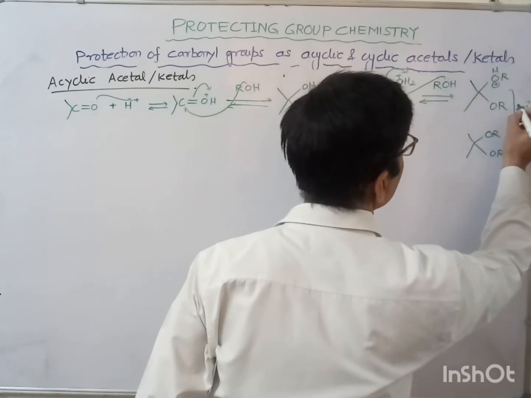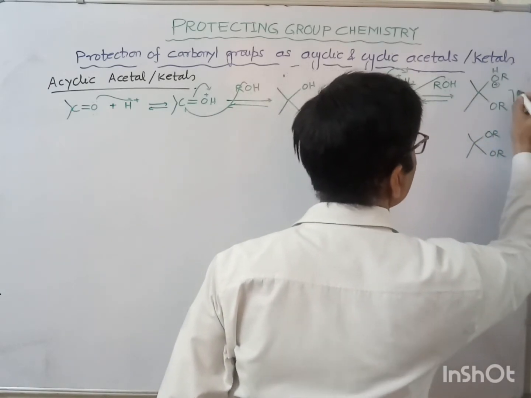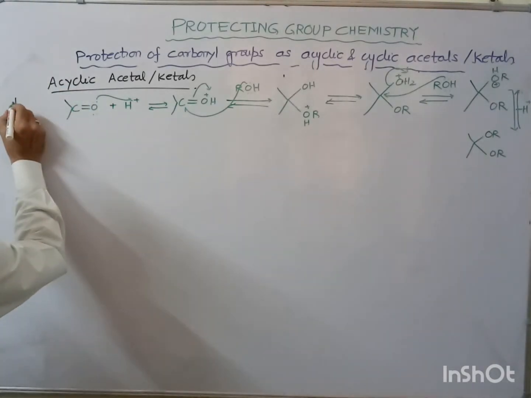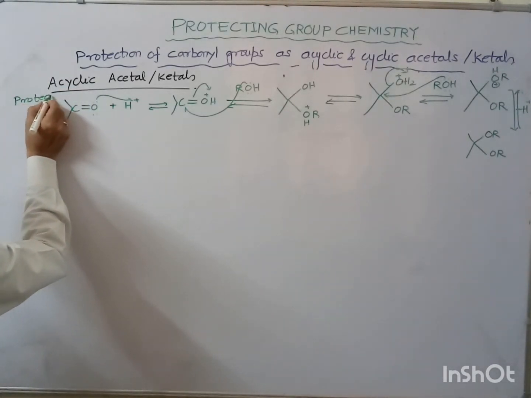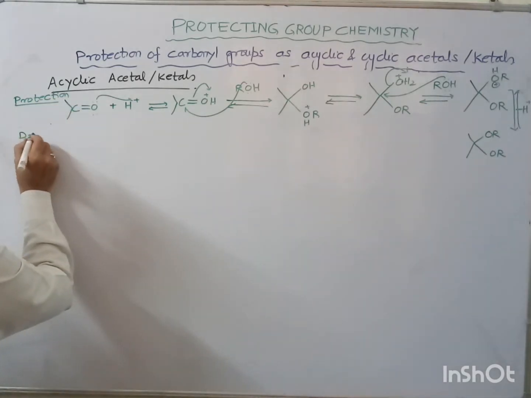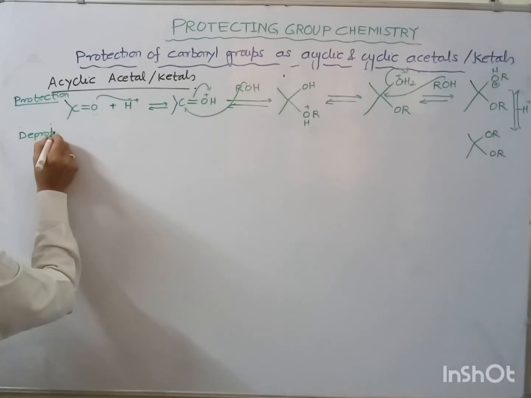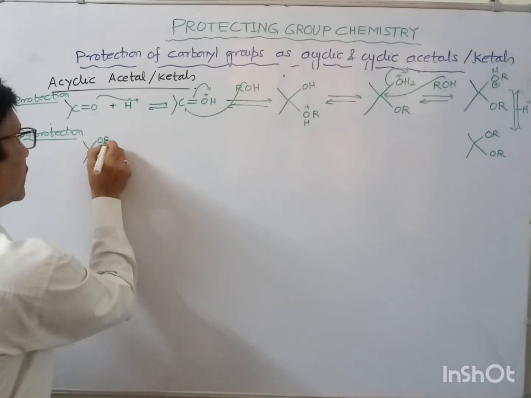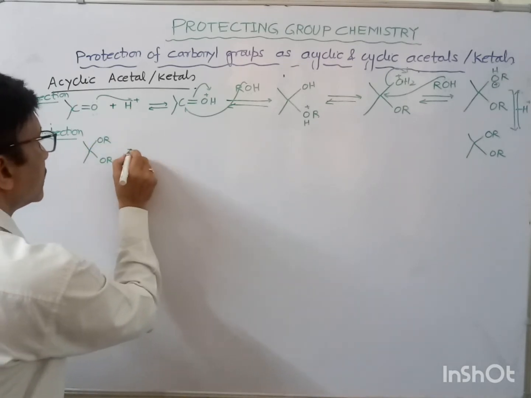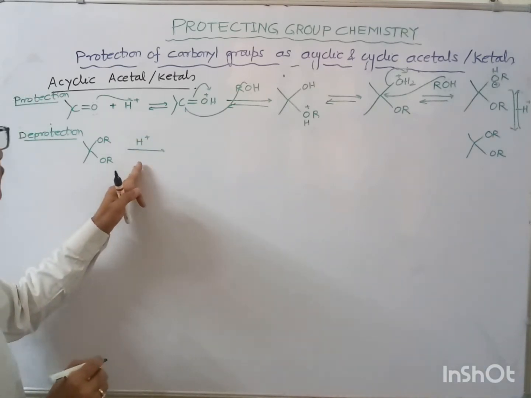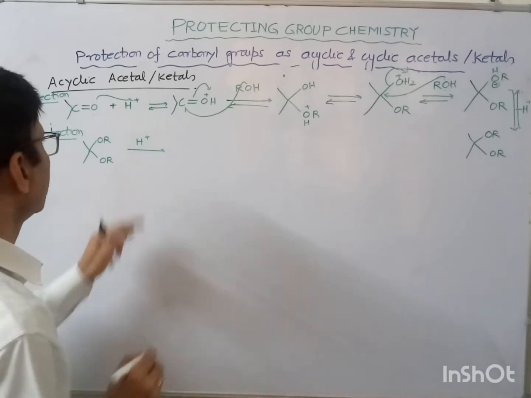This is our protection. Now in the same way, if we see the reverse one, then we can deprotect it. Suppose we have an acetal or ketal in presence of acid. So we should do acid hydrolysis for the deprotection.